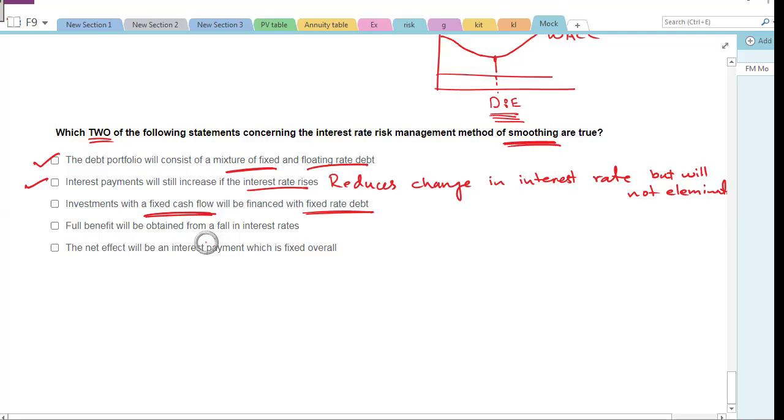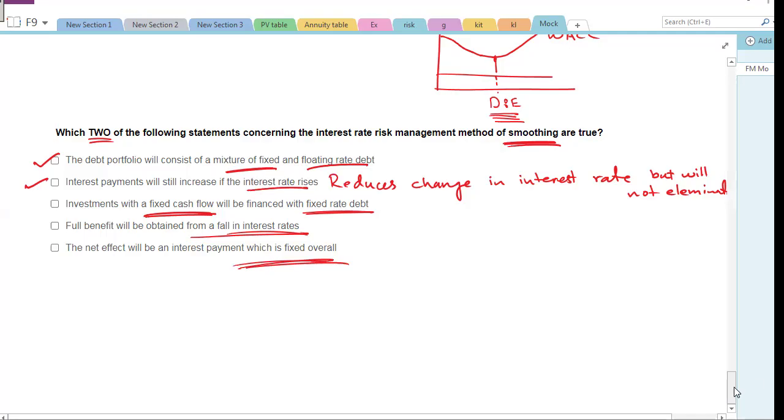The full benefit of the fall in interest rates, right? Full benefit will not be obtained, as we discussed above also, that if the interest rate is, let's say, increasing, because of the floating rate, we'll be ending up paying more. Okay. And if the interest rate has reduced, we will not get the benefit because some of the amount will be fixed. So we cannot get the benefit of reduction in the interest rate also, right? The net effect will be that the interest payment will be fixed. No, not all of them, because smoothing is about having a mixture of these two, right? Mixture of fixed and the floating debt.